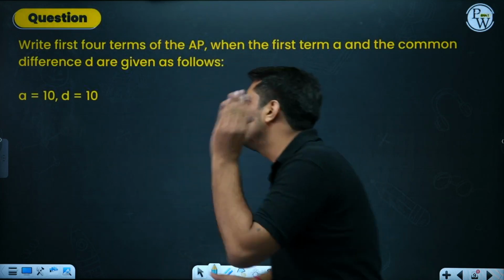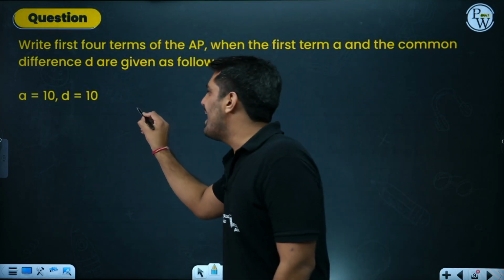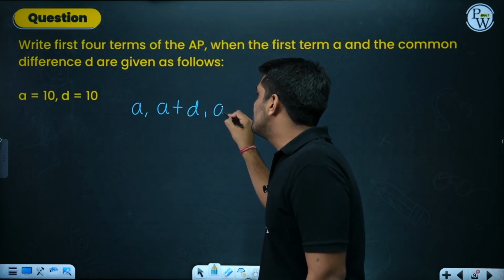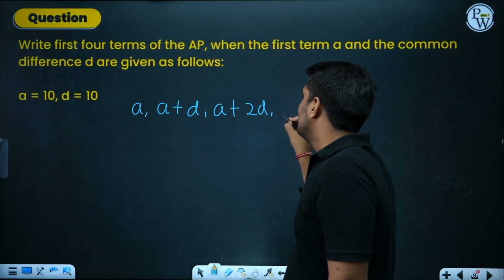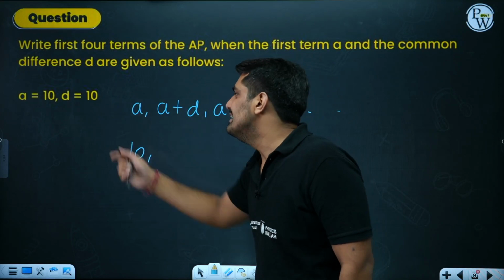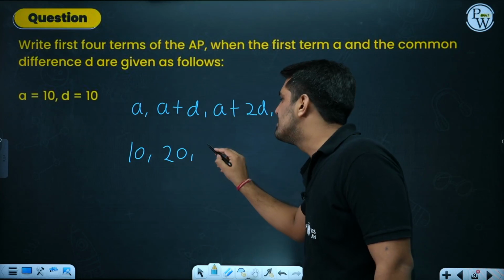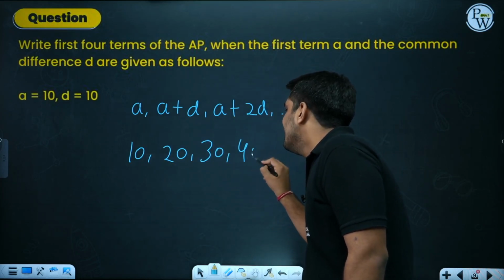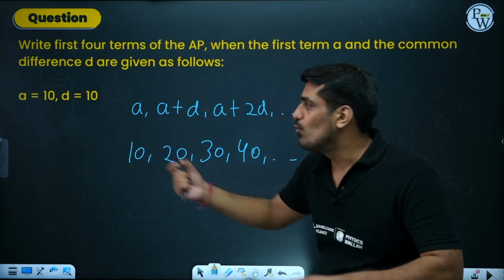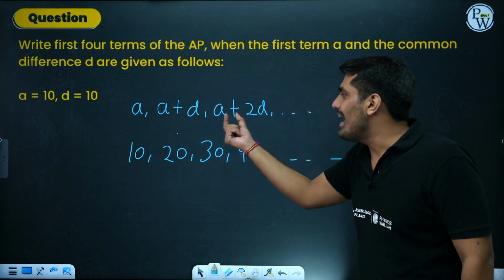Coming back to the problem. We had the first term as 10. We have the common difference as 10. So the first term, as I suggested, is A. Second term is A plus D. The third term is A plus 2D. And it goes on like this. So let me write: first term 10. Second term A plus D, that means 10 plus 10, 20. The third term, 20 plus D, that means 30. The fourth term, 40, and the sequence goes on. First term is 10. To 10 we have added 10. Why? A plus D, putting in the values of A and D.